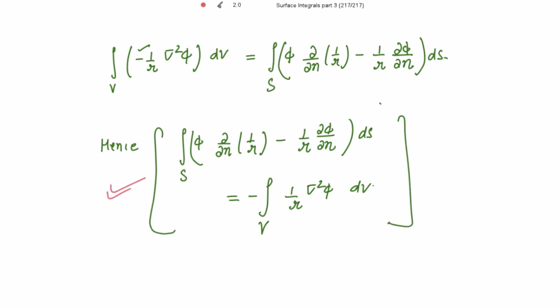So we have proved this result by using the second form of Green's theorem.